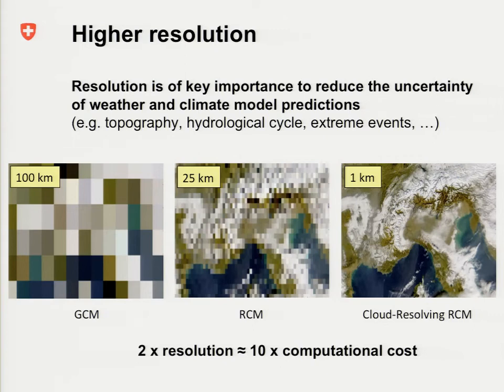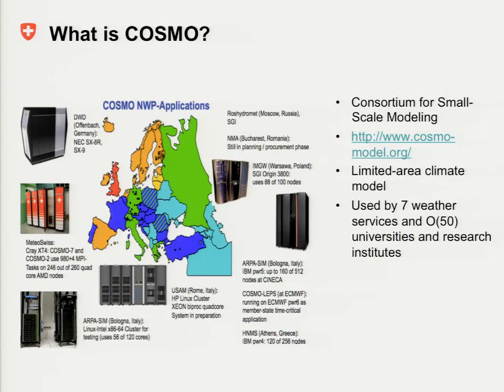And at the same time, increasing the resolution by a factor of 2 roughly increases the computational cost by a factor of 10. So you can't just double the resolution and do your simulation. It really increases the computational cost by a significant amount.